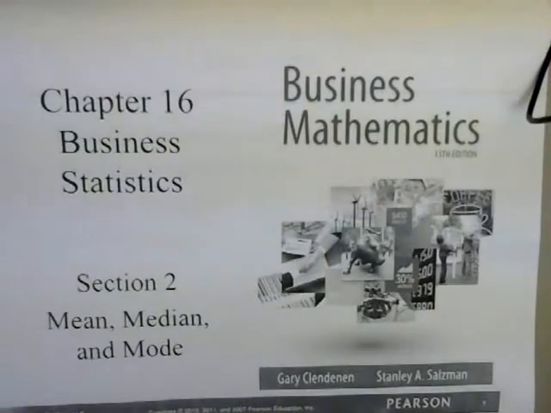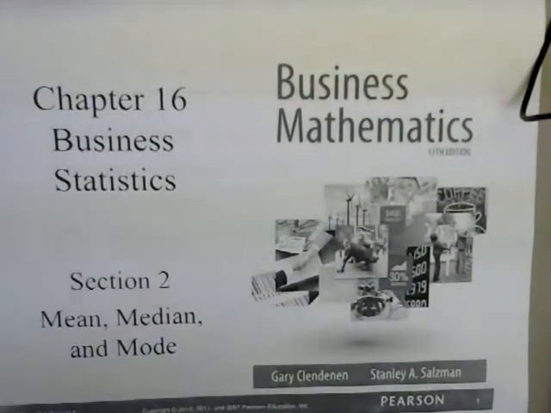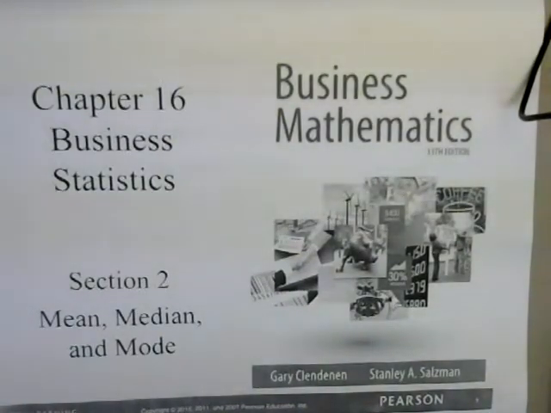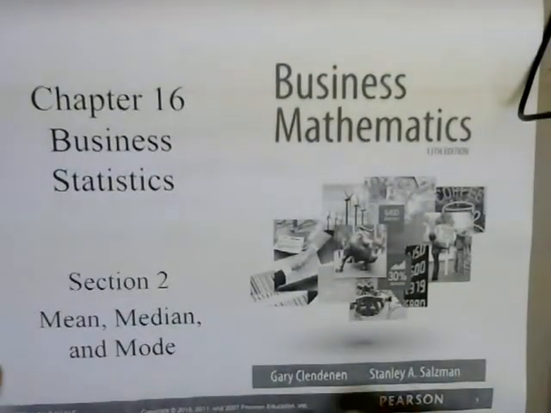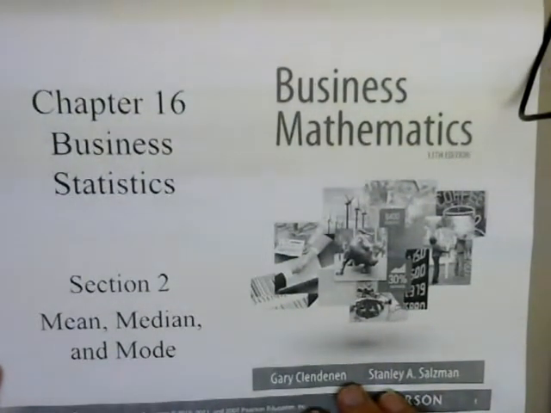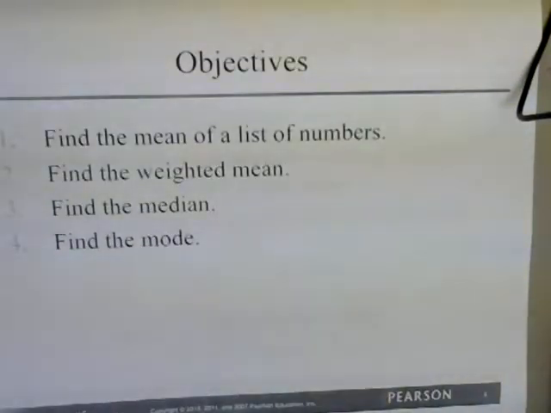So the next section, section 2 from chapter 16, is about the mean, median, and mode. These are what are known as measures of central tendency. They'll talk about ways you can find the center of the data, and each one of these will measure slightly different things. That's all we're going to get into with statistics. There's a lot more to statistics than what we're covering in this section, so if you want to learn more, you could take a separate statistics course.